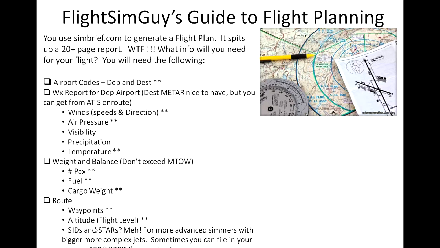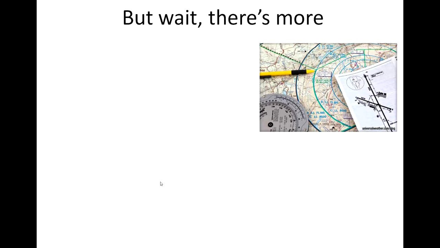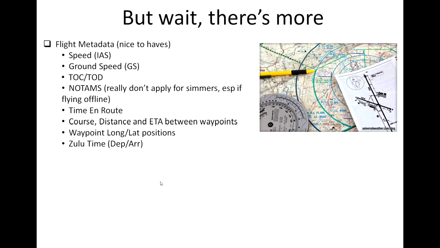You're going to need your waypoints, altitude, SIDs and STARs. That's more for the advanced add-ons, the big jets, when you're doing a lot of automated flights. SIDs and STARs can get kind of confusing with regards to how you use them, so I hardly ever use them. Distance in nautical miles, but wait, there's more. Flight metadata. These are nice to haves.